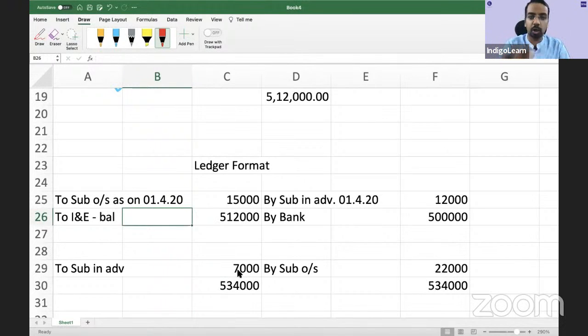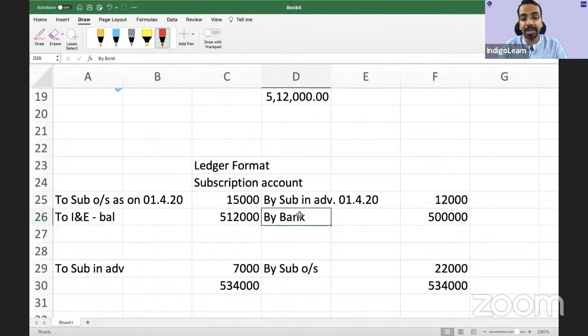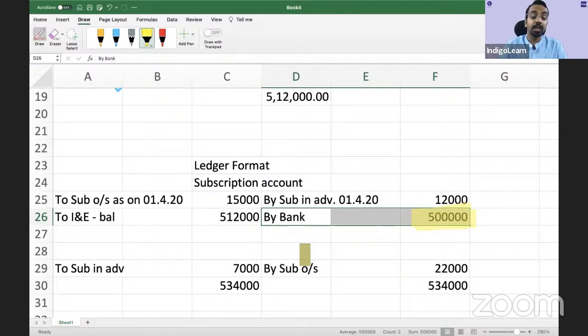See, just this logic itself, you can convert it and do it another way. That is, this can be the subscription account. Whatever you have received, you will credit the entire amount to subscription account, whatever is the received. Okay. Then subscription which was outstanding as on 1st of April, you will transfer to this account. That would have a debit balance at the beginning. So when you transfer it, you will debit subscription, credit outstanding.